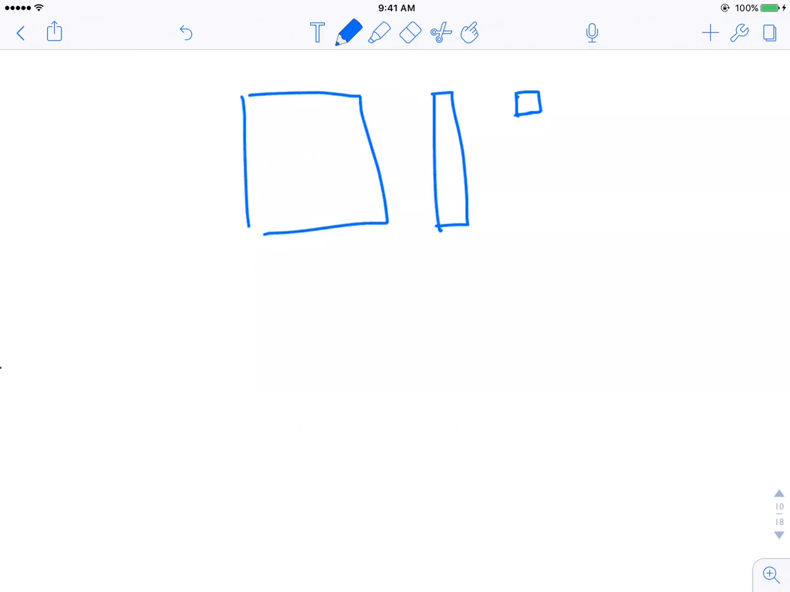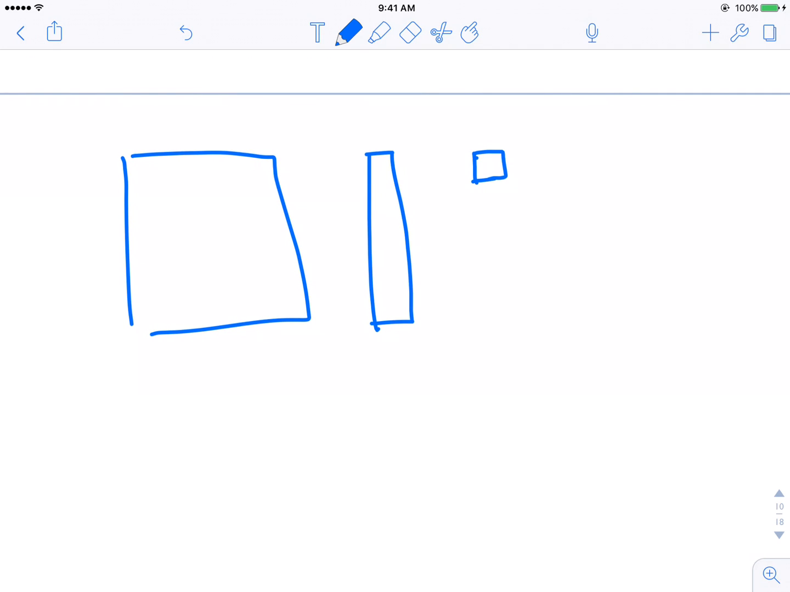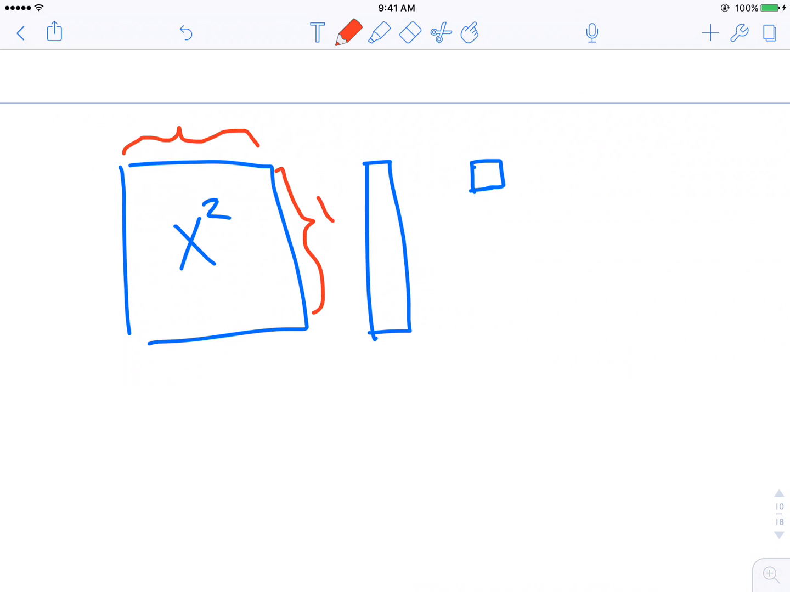So if I just blow this up really quickly, our big squares are what we call x squareds. And the reason they're x squareds is because this dimension and this dimension are the same, both x, which means the area in here would be x times x, or x squared.